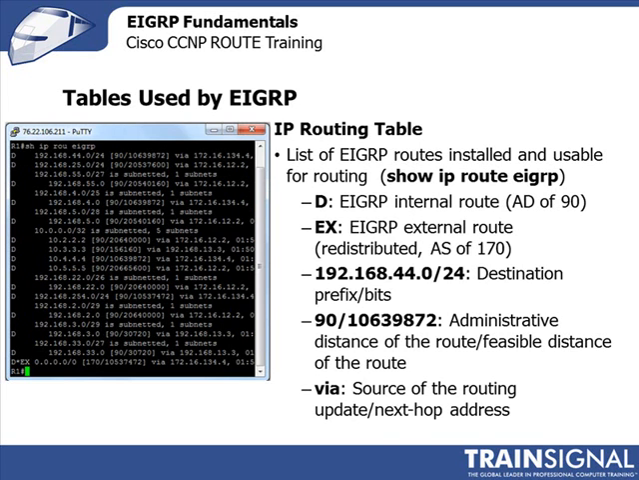The final table in EIGRP that's of critical importance is obviously the IP routing table. The IP routing table is populated with routes from the EIGRP topology table. That's how the table is seeded. And when you specifically execute the show ip route eigrp command, it will display just the EIGRP routes, not connected routes and things of that nature, but everything that's a part of the EIGRP process and installed in the routing table.